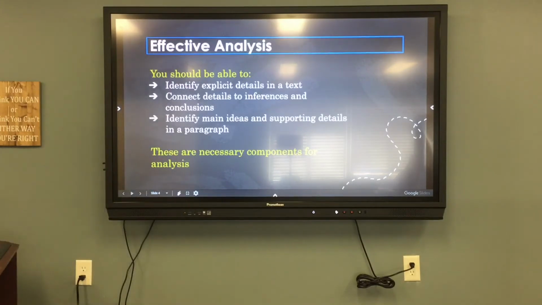Effectively analyzing a text means that you should be able to identify the explicit details in the text, the stuff that is directly stated. To effectively analyze, you need to be able to pick those details out. You also need to be able to connect details to inferences and conclusions. So use those details as evidence to support your own thoughts about maybe what the author is trying to say. And then finally, identify main ideas and supporting details in a paragraph. So all of these are necessary components of analysis.